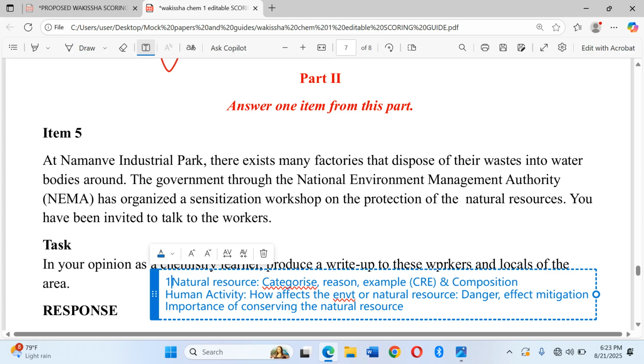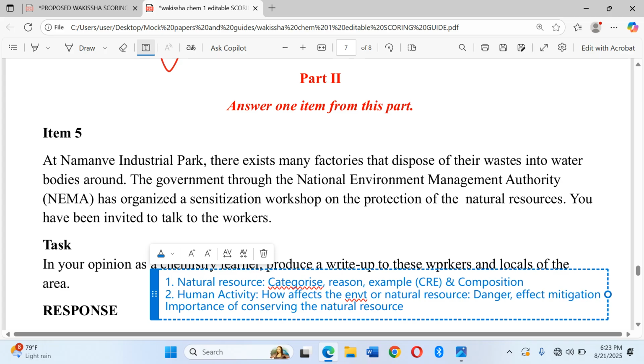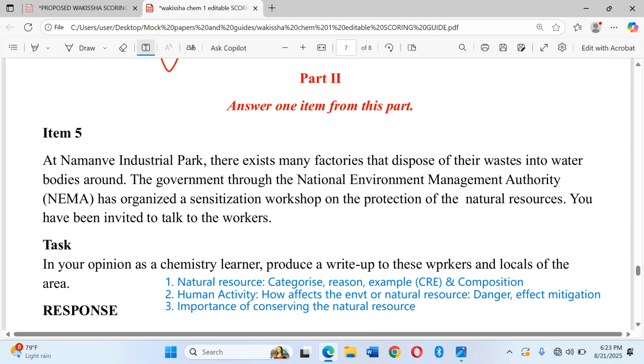In simple terms, we need 3 paragraphs. The first paragraph talking about that, second paragraph talking about that, and the third paragraph talking about that. So those are the 3 things. And whatever we do on item 5 is the same thing that we do on item 6. So pay much attention on item 5. Then item 6, do it by yourself.